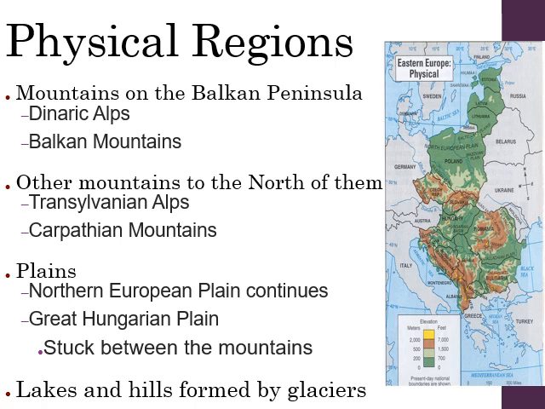In this map, we're going to look at the physical regions of Eastern Europe, not the Russia part of Eastern Europe. What we're going to look at is the mountains and the plains. The mountains are brown in this map and the plains are green, just so you have a good idea of what's going on here.